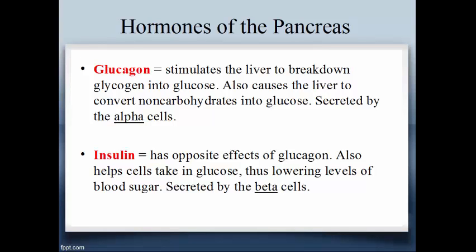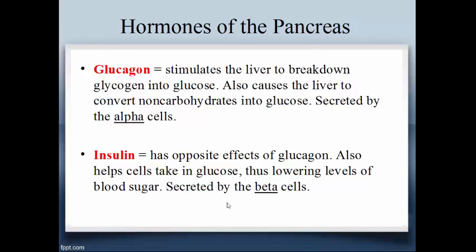Okay, next we'll talk about hormones of the pancreas and what cells they're secreted from. The first one, glucagon. This will stimulate the liver to break down glycogen into glucose. Glycogen is a stored form of glucose. This also will cause the liver to convert other non-carbohydrate sources into glucose. And this is secreted by the alpha cells. So the whole point of glucagon is to raise blood sugar. Of course, the opposite of that will be insulin. This will help your body cells to take in glucose and therefore lower the levels of blood sugar. So these are secreted by the beta cells. So insulin lowers blood sugar, glucagon raises blood sugar.